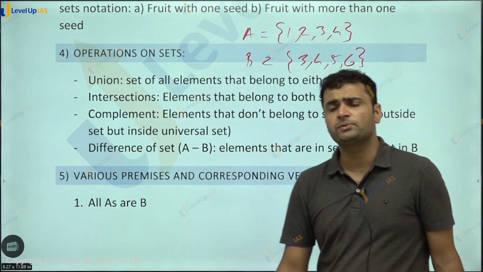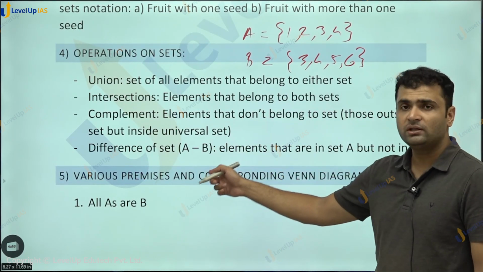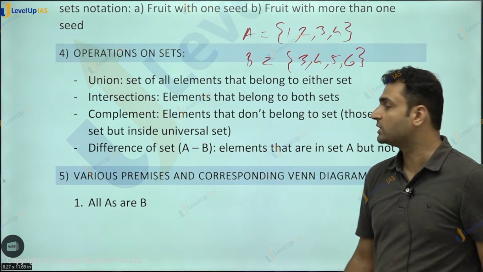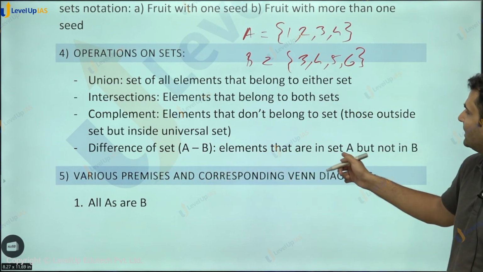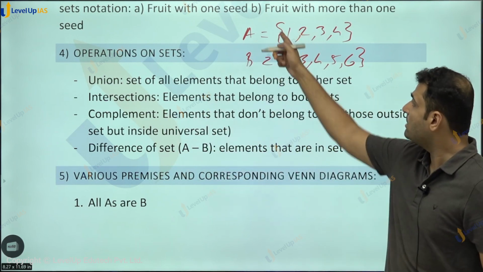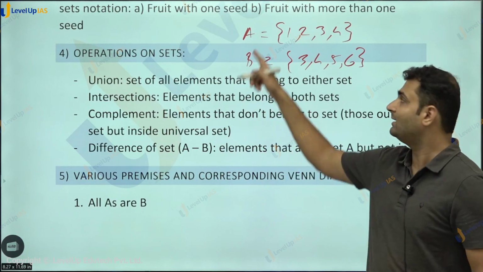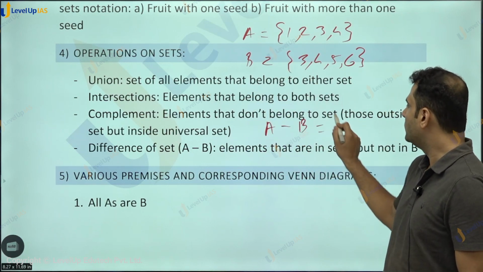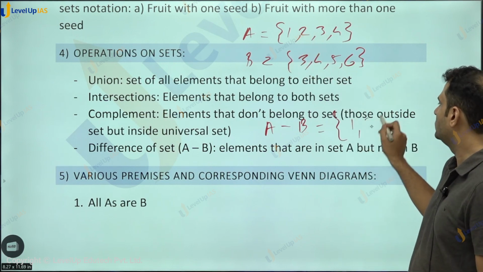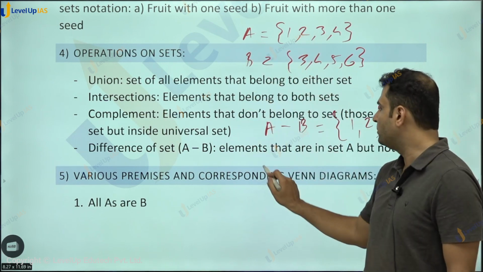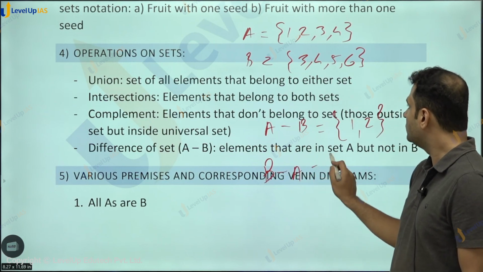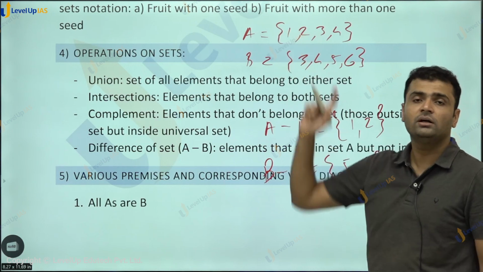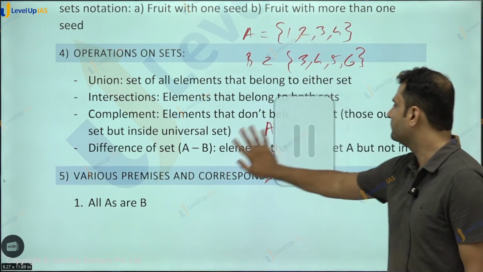Then next is difference of sets. Difference of sets, A minus B. This is set minus. This is not a minus as in the arithmetic operation of numbers. This difference of sets is the elements that are in set A but not in set B. Meaning A minus B, if you do that, gives elements that are in A but not in B. So what will it be? A minus B is equal to 1 and 2. Elements that are in A but not in B. And what will B minus A be? B minus A would be 5 and 6. The elements that are in B but not in A, that would be B minus A.